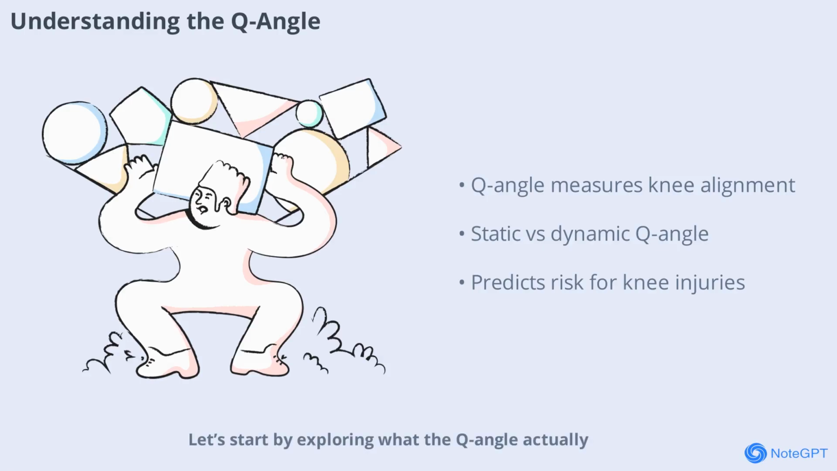Start by exploring what the Q angle actually is and why it matters in clinical practice. The Q angle, or quadriceps angle, is a measurement used to assess the alignment of the knee joint. It's defined by the angle formed between two imaginary lines, one from the anterior superior iliac spine (ASIS) of the pelvis to the center of the patella, and another from the tibial tubercle to the patella's center.